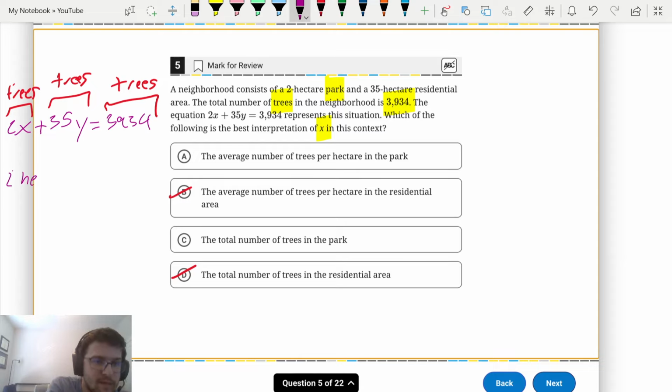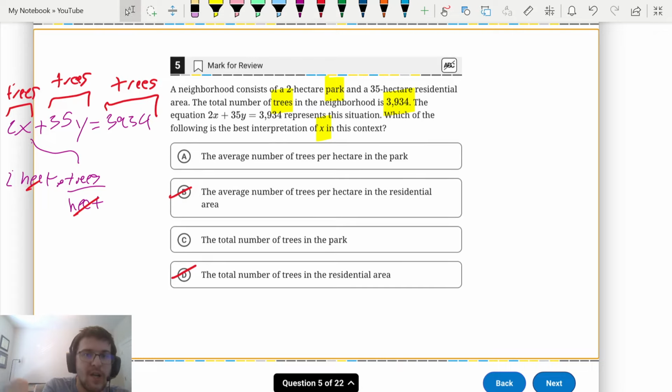2 hectare times the units of x, and we want trees. That would have to be trees per hectare to make the units of hectare cancel and get trees. So x must have units of trees per hectare. And it must also be talking about the park. So the correct answer is A.